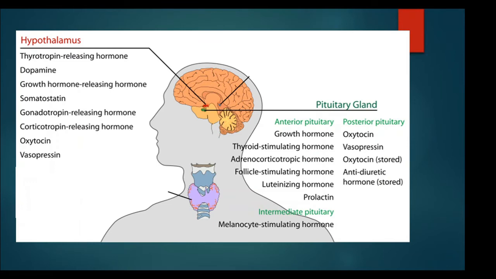So, in this unit, we'll be talking about two different hormonal or endocrine glands and their hormones. It is the hypothalamus and the pituitary gland. We'll start with the hypothalamus. These are the different hormones that are produced by the hypothalamus.